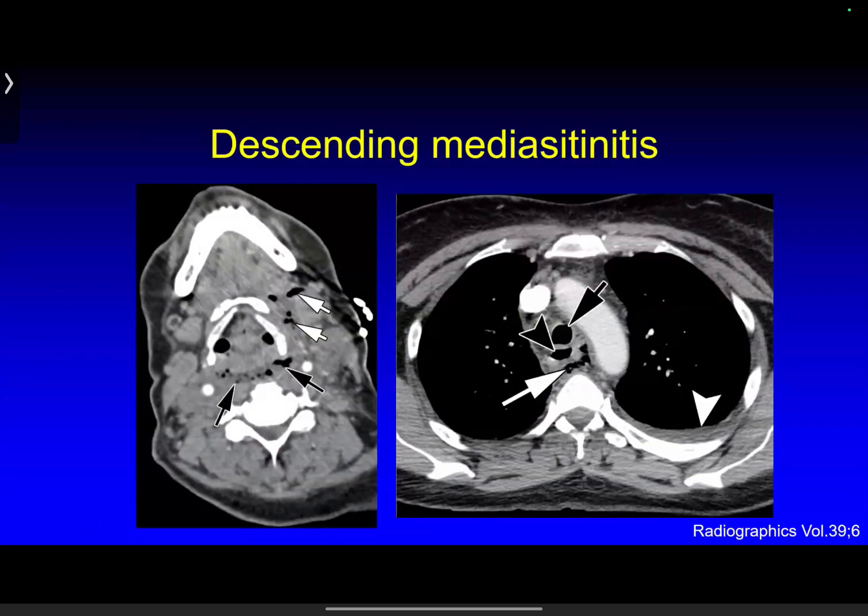Another case of descending mediastinitis: the air and fluid within the retropharyngeal space up above, but always remember to look down into the mediastinum, and here you have air and fluid within the mediastinum posterior to the esophagus and trachea, and that's descending mediastinitis. This is a serious complication which often has very subtle, non-specific signs and symptoms, and you as a radiologist could be the first to suggest this complication.